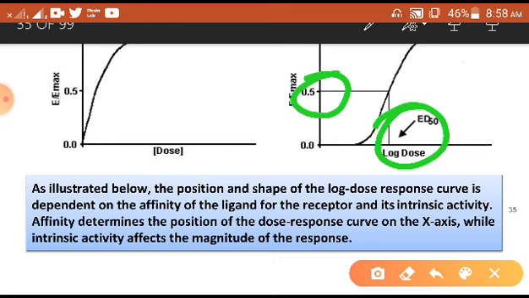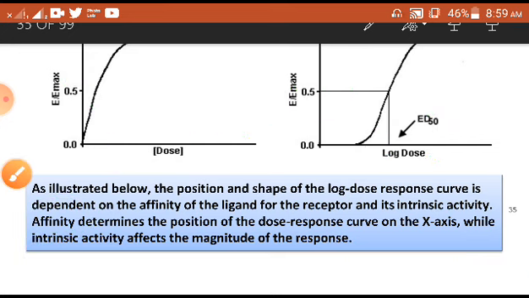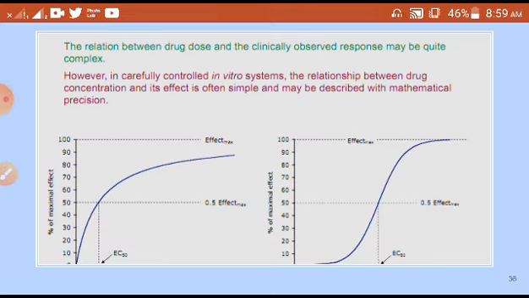See, now you have already understood the concept of affinity and intrinsic activity. So what does affinity do? Affinity determines the position of the dose response curve on the x-axis, right? That is, where the curve lies on the x-axis, it lies here, here. While the intrinsic activity affects the magnitude of the response, and here the effect will be lying, okay, this way. So this way the log dose and dose response comes.